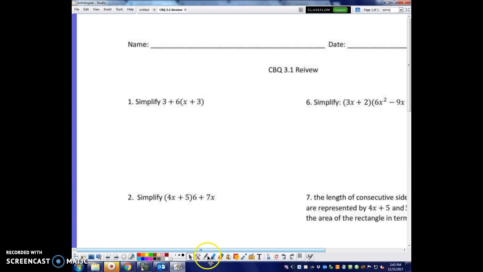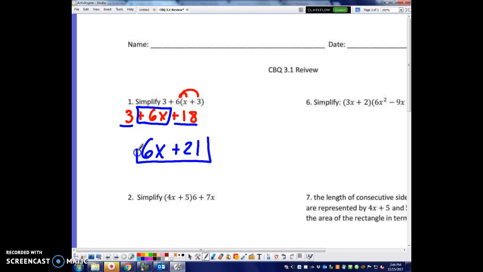All right, so number 1 says to simplify 3 plus 6(x plus 3). So we have 3 plus, what's 6 times x? 6x. And what's 6 times 3? 18. Now we need to combine like terms. So he's in the number family, he's in the x family, and he's in the number family. Always write your x first. So we have 6x. What's 3 plus 18? That's 21. Ta-da! That easy.